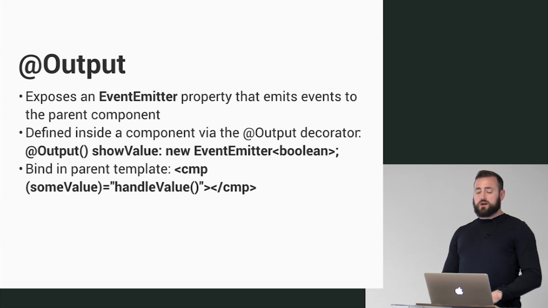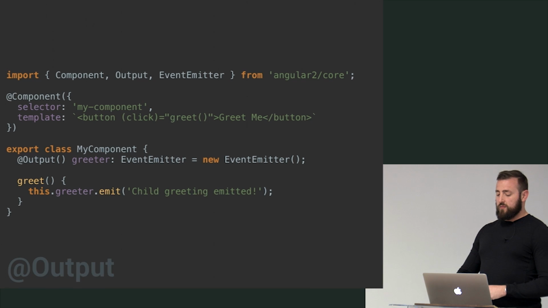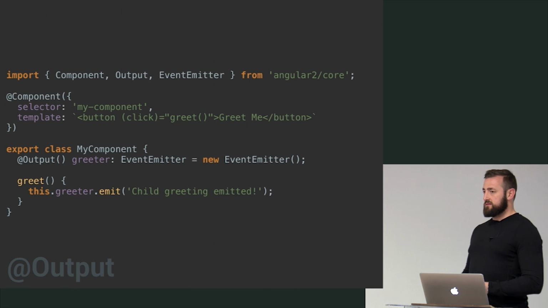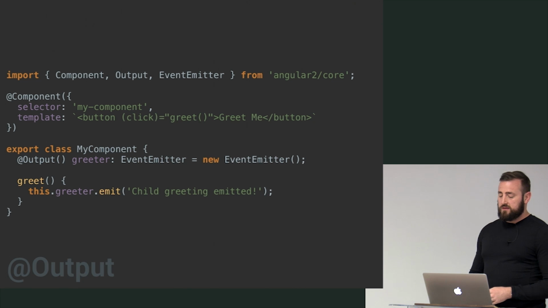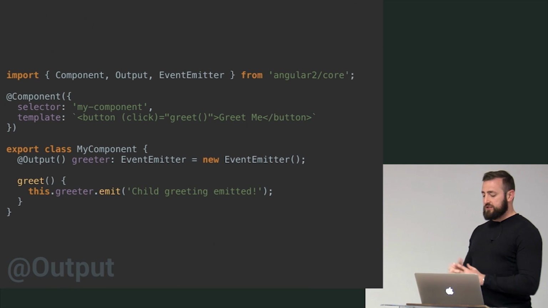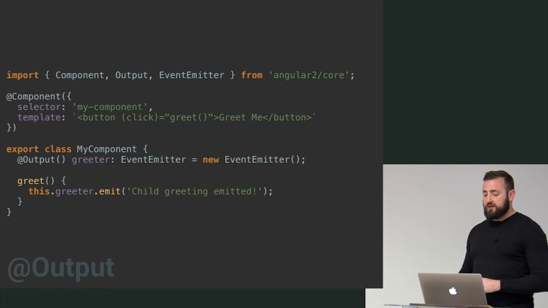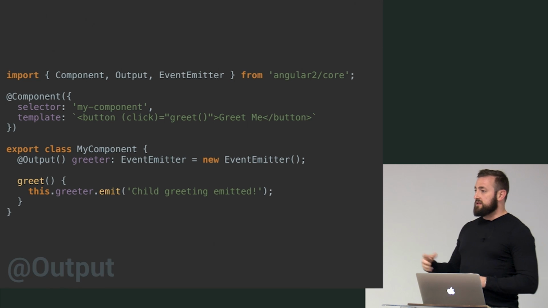And so you can see here we've defined some value, and when this gets called, it's going to do that callback. So here we have click calls greet, and within this greet method, on the property we defined as an output, we're actually instantiating this as a new event emitter. So greeter is an event emitter, and from here we're going to call greeter.emit. So fairly simple. You have an event emitter, you call emit on that to surface the event to the parent component.